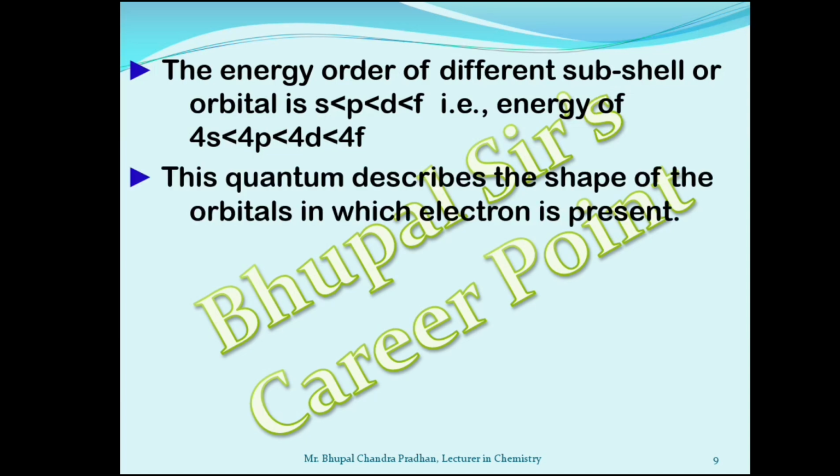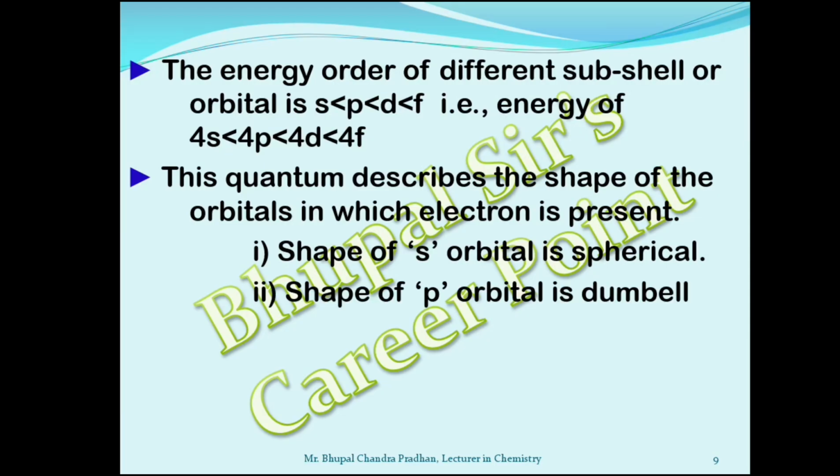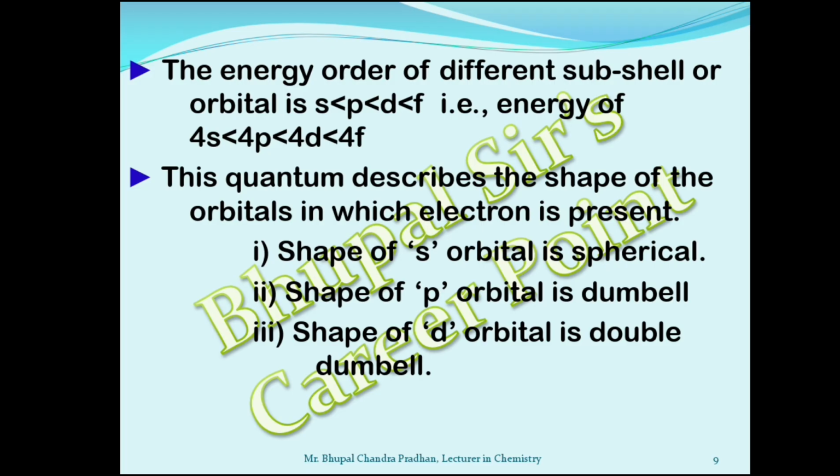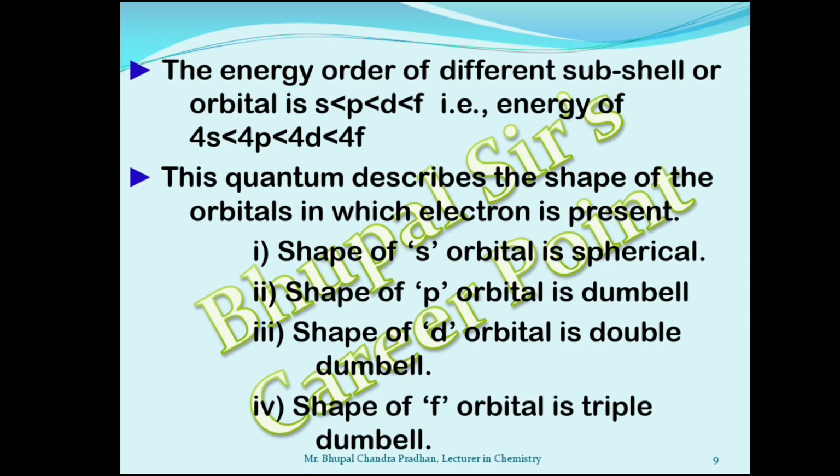This quantum number describes the shape of orbitals in which the electron is present. For s subcell or s orbital, it is spherical. Shape of s orbital is spherical. Shape of p orbital is a dumbbell. Shape of d orbital is a double dumbbell. And shape of f orbital is complicated and supposed to be triple dumbbell.